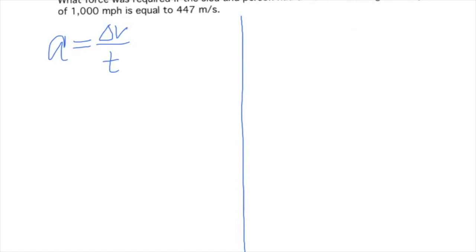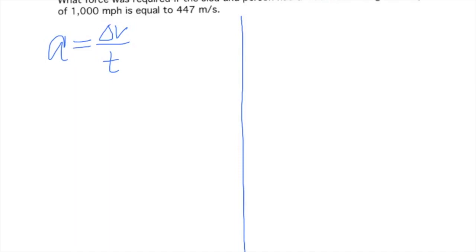An experimental rocket sled was developed to see what accelerations a human could undergo and still survive. During a test, it went from rest, now remember that that is an important set of words there, to 1,000 miles per hour in only 1.8 seconds. What force is required if the sled and person had a mass of 600 kilograms? And you want to be careful about units here.